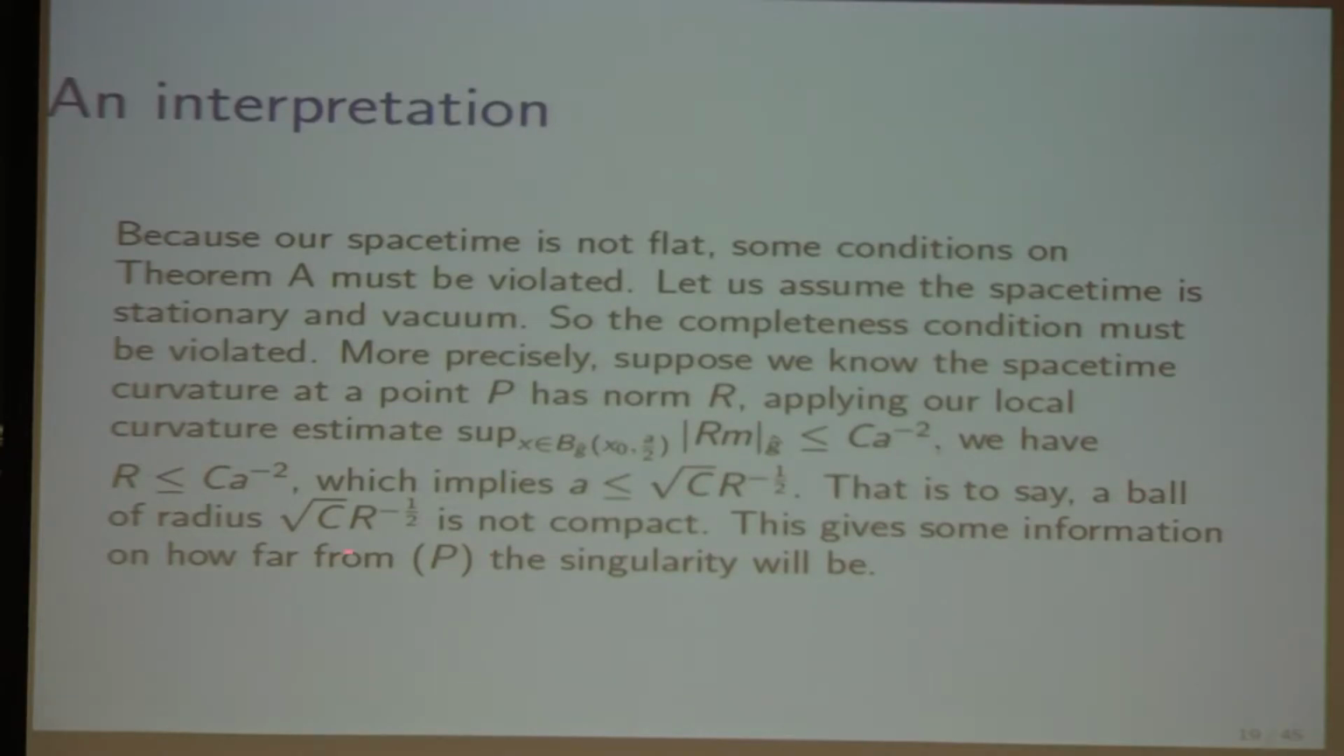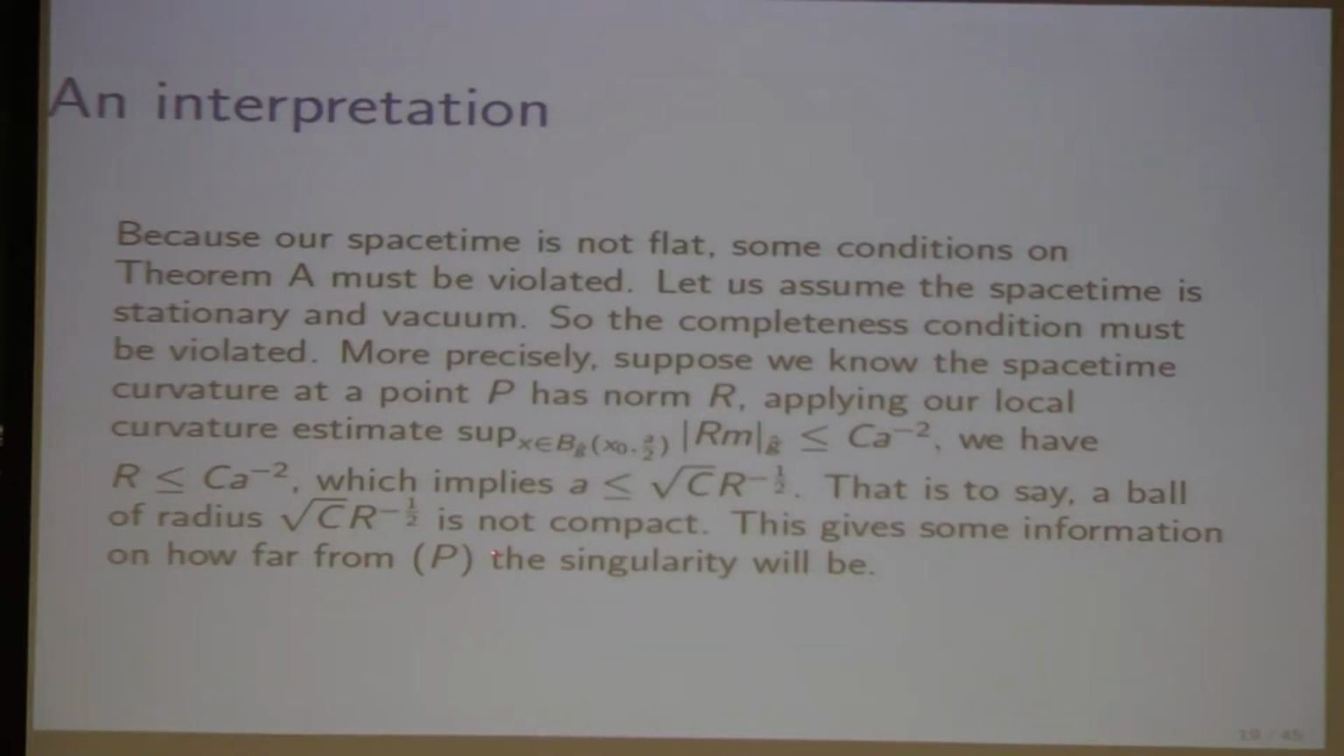So that is to say, a ball of radius, this ball is a geodesic ball with respect to this metric, is not compact. It should be 2 times square root of c r in terms of my estimate. But c is a universal constant, so I can safely say just some c times r to the power minus 1/2, this ball is not compact. So this gives you some information on how far from the singularity. It says above this radius, not compact.